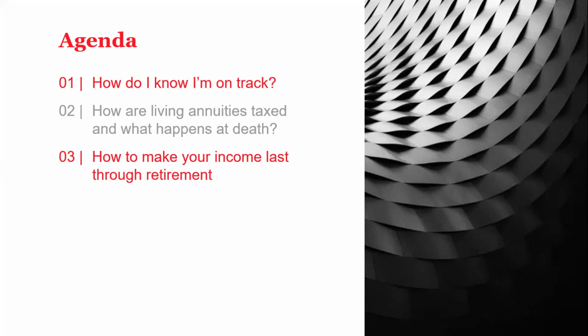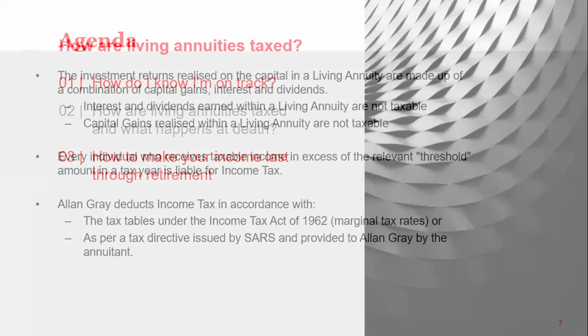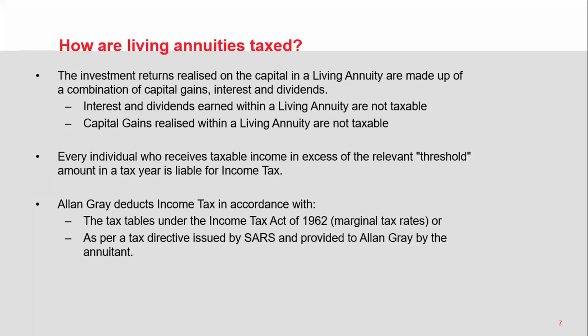So, how a living annuity is taxed and what happens at death. With living annuities, similar to normal unit trusts, we have investment returns, right? And these returns are made up of three components, which are changes in unit prices or capital gains, dividends, and interest as well. But the difference between the living annuity and a normal standalone unit trust is that all three of these components are tax free within the living annuity. So you don't need to pay capital gains tax, dividend withholding, or interest withholding tax.